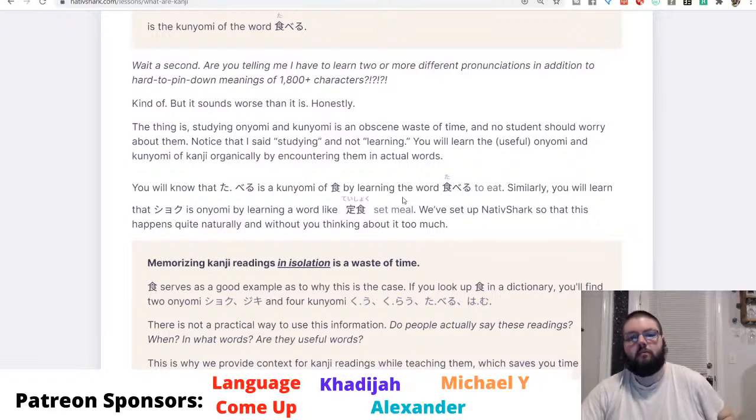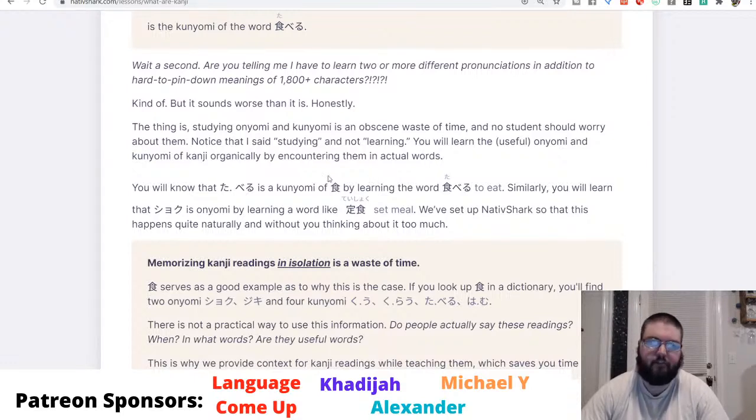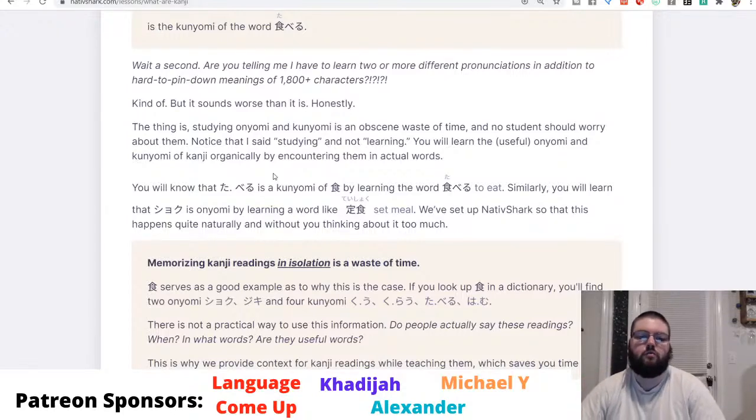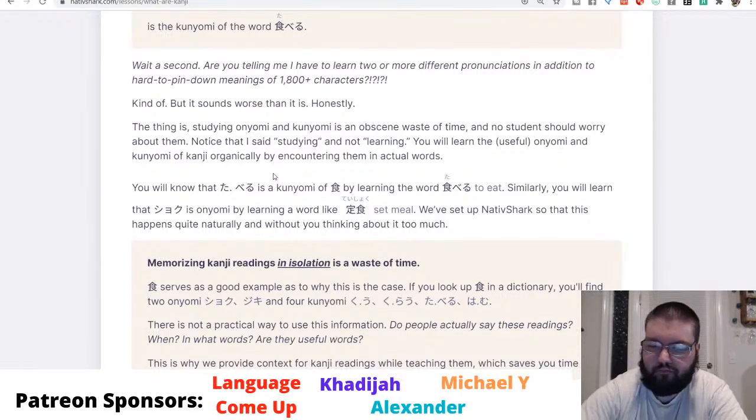Wait a second, are you telling me I have to learn two or more different pronunciations in addition to hard to pin down meanings of 1,800 kanji characters? Kind of, but it sounds worse than it is, honestly. Studying onyomi and kunyomi is an obscene waste of time, and no student should worry about them. Notice that I said studying and not learning. You will learn the useful onyomi and kunyomi of kanji organically by encountering them in actual words. Yeah, that's what I've been doing in the Tango deck.